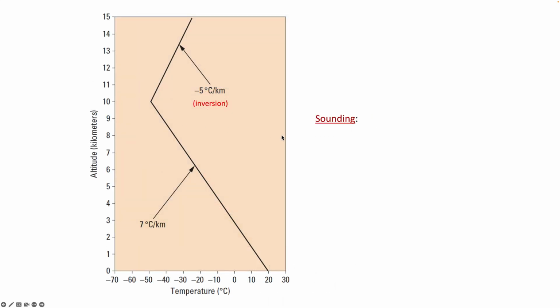Now, when we talk about the environment and what the vertical temperature profile of the environment looks like, I'm going to define something called a sounding. The sounding is really just the vertical temperature profile of the environment as we move up from the surface through the atmosphere. And we're pretty much going to just focus on the troposphere in our class.